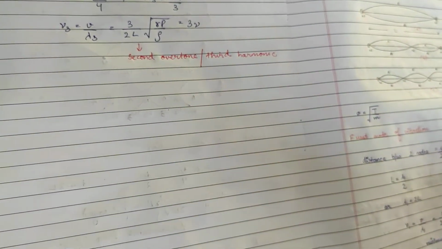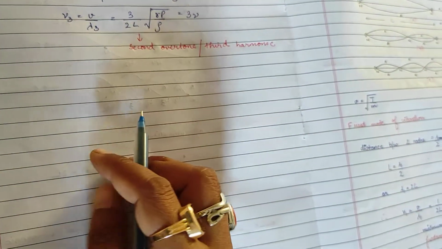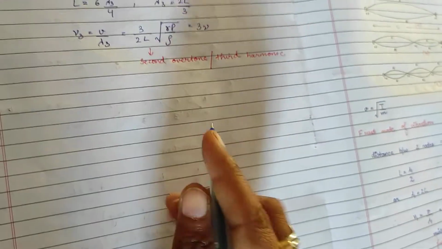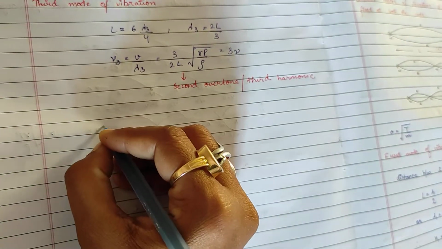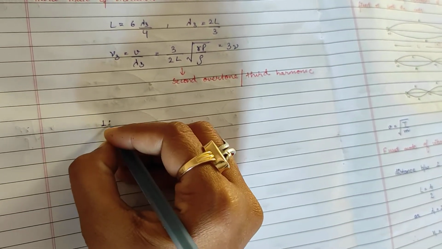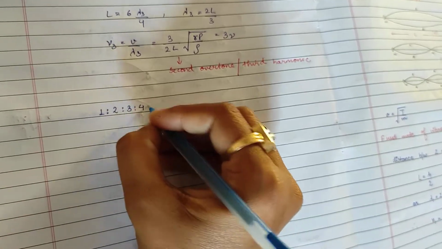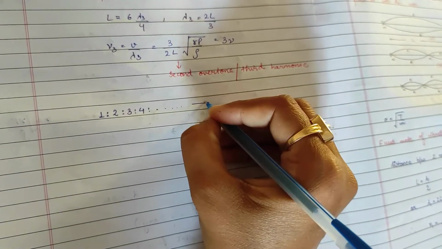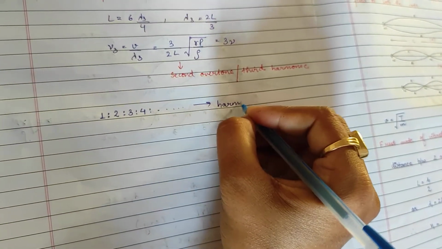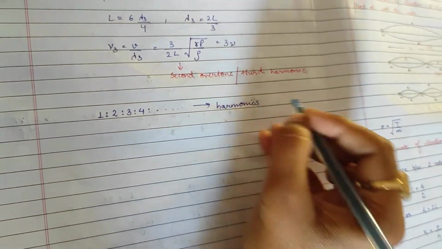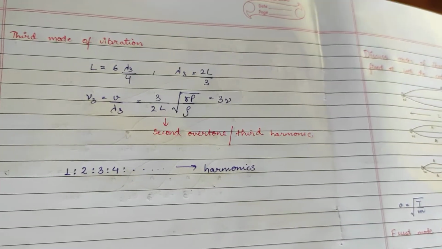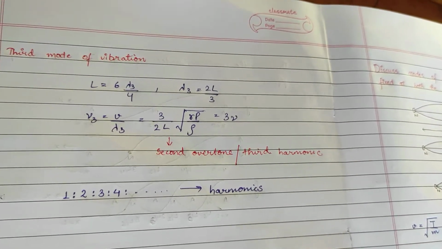Hence, we have seen that for the various frequencies of an organ pipe, if you find the ratio between the various frequencies, we get 1:2, 2:3, 3:4, and so on. These different frequencies whose ratios we are finding are known as harmonics.